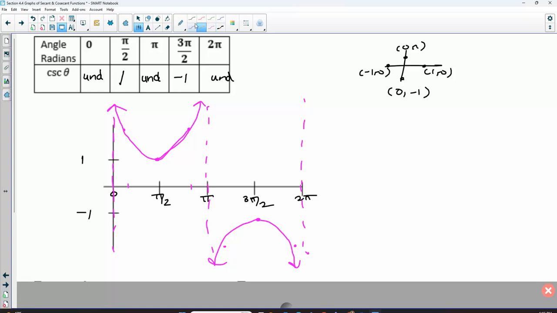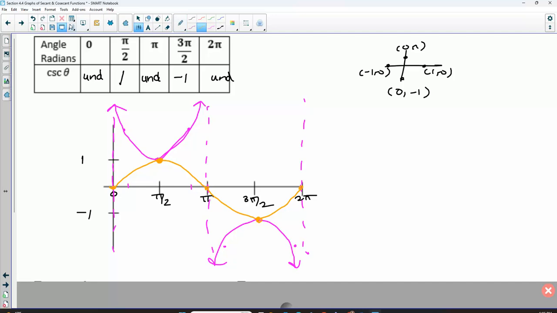Now, why I said this is really easy if you already know the graph of sine, let's talk about sine for a minute. Where does sine start? 0. And at pi over 2, sine is 1. Pi, it's back to 0. 3 pi over 2 is -1. And 2 pi, it's back to 0. So anywhere sine was 0, what did we get on our graph? An undefined. And the high and low points stayed, and then we just turned the graph away from the axis.